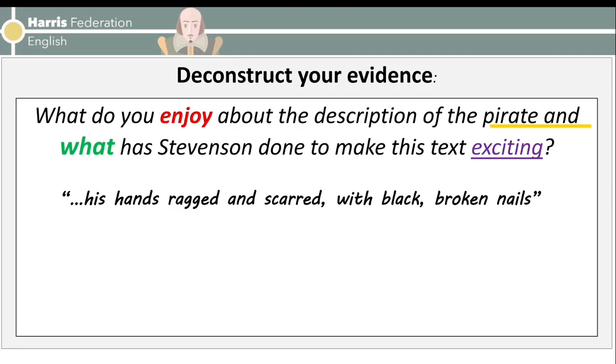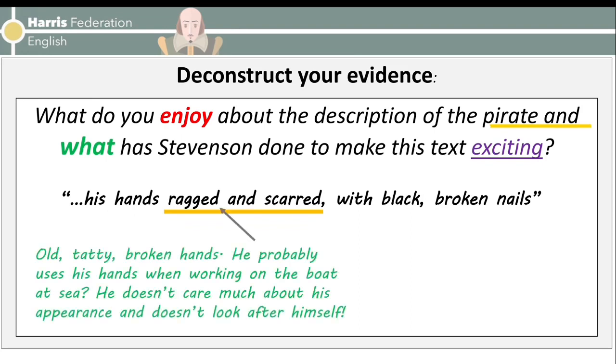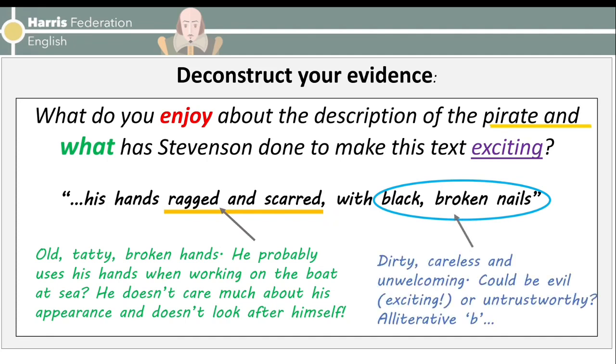Skim and scan back over the text and pick out the words and phrases that really stood out to you. Make sure you highlight them or draw a big ring around them and try and think about what they might mean and what the purpose of those specific words or phrases are in building the layers of this character. So for example, I underlined the ragged and scarred adjectives describing his hands, and I think that they could suggest his hands are quite broken and tatty, probably because of the way he used them on the boat or at sea. It also suggests he doesn't care much about himself.